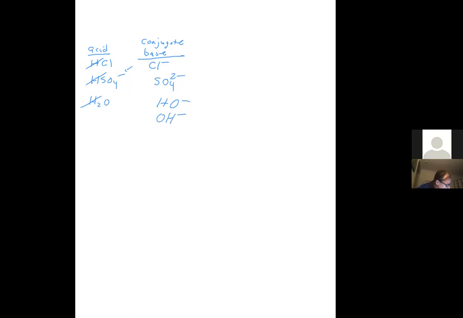Okay. Let's look at the other type, the base. So here they give you HPO4 2 minus. This is dibasic phosphate, I guess they call it. ClO4 minus. HSO4 minus, that's called the bisulfate ion. And then you're not going to have a conjugate base of a base. You can have a conjugate acid of a base. It's the opposite. So conjugate acid.